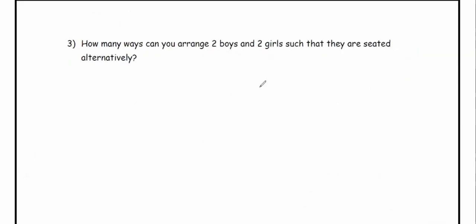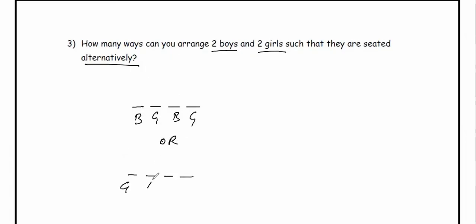All right, moving on to the third question. How many ways can you arrange 2 boys and 2 girls such that they are seated alternatively? I'm just moving on to the solution here. You can pause the video if you want to solve it on your own. So 2 boys and 2 girls, I've got 4 dashes to complete. I want them seated alternatively, so I can have boy, girl, boy, girl, or girl, boy, girl, boy, and that's about it. There are just 2 ways to arrange them.